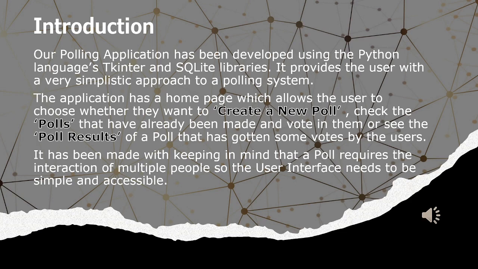Our polling application has been developed using the Python languages tkinter and SQLite libraries. It provides the user with a very simplistic approach to a polling system. The application has a home page which allows the user to choose whether they want to create a new poll, check the polls that have already been made and vote in them, or see the poll results of a poll that has gotten some votes by the users. It has been made with keeping in mind that a poll requires the interaction of multiple people, so the user interface needs to be simple and accessible.